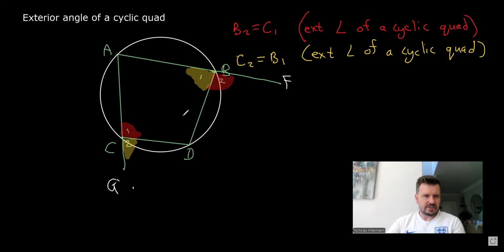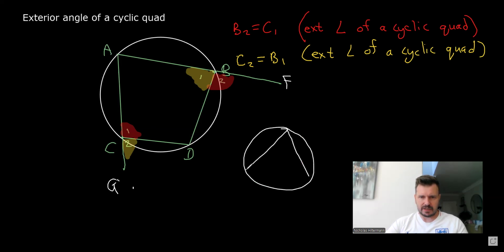Okay, so let's just look at the shape we're looking for. With this theorem, we are looking for a cyclic quad, and we're looking for that sort of situation here, where you have an exterior angle. So you have a line coming out, and then that's going to be equal to this one here. Okay, so that's the shape we're looking for.